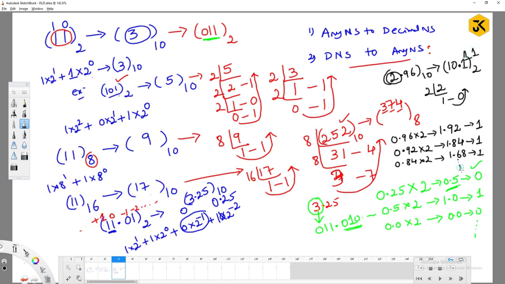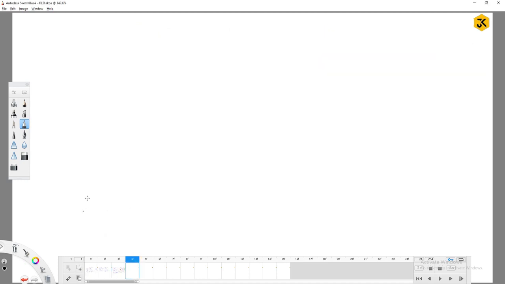So like this you can enumerate, or you can stop at a maximum of 3 digits, right? So the binary respective value for 2.96 base 10 is 10.111. This way you can convert a decimal number system into another kind of number system. So we have seen the procedure for converting any number system to decimal number system, and another one is decimal number system to any number system.